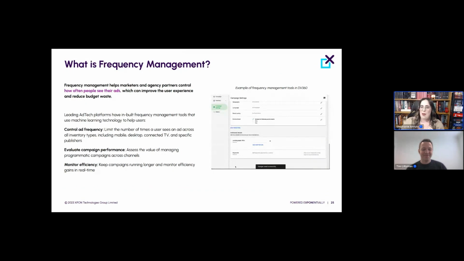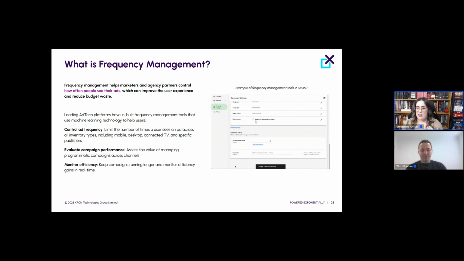But frequency management in simple terms is about setting a cap on the number of times a user sees a specific ad or set of ads within a determined time frame. Essentially the opposite of overserving, and it's there to reduce that ad fatigue. Frequency management itself kind of has three main outcomes: reducing that ad fatigue, reducing wasted spend.